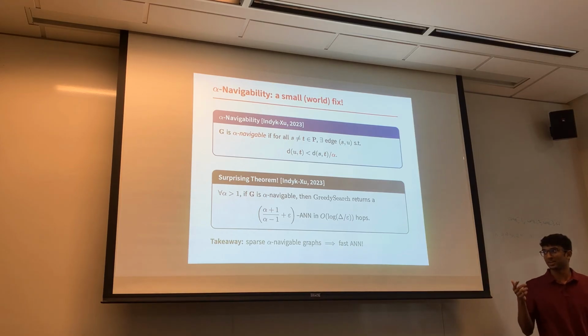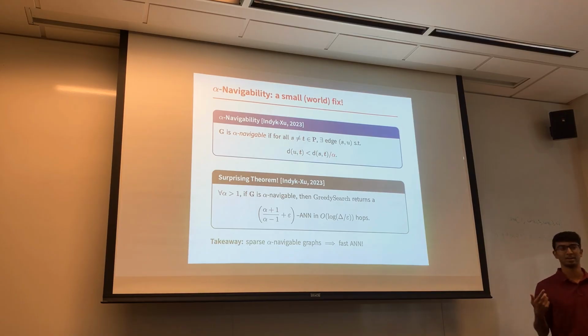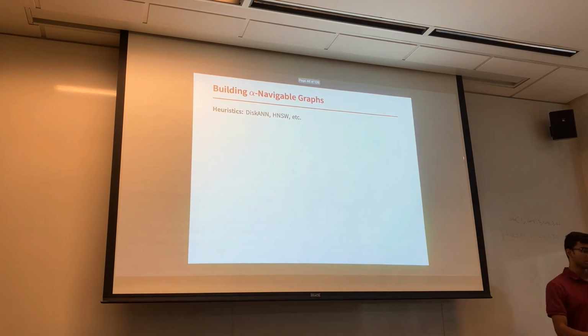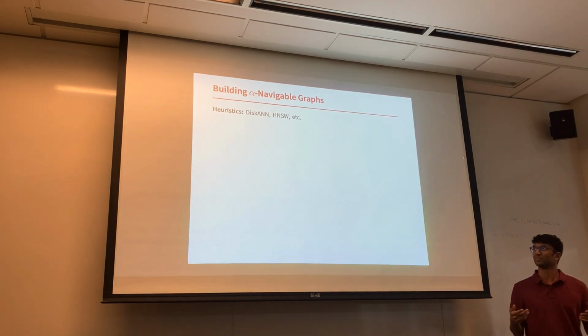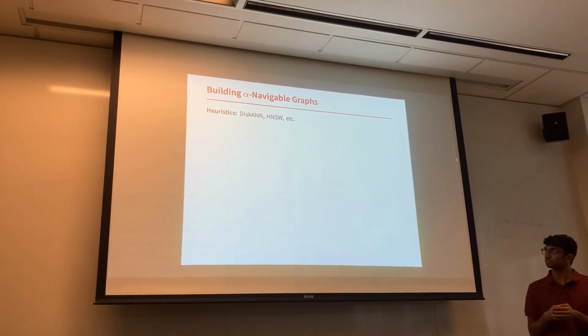this is a nice result that kind of ties together this notion of navigability in approximate nearest neighbor search, but kind of leaves a very natural question as a follow-up, which is, do these sparse alpha navigable graphs actually exist? And even if they do exist, is there an efficient way to find them? So this is what the talk will be about: building alpha navigable graphs and building them efficiently.